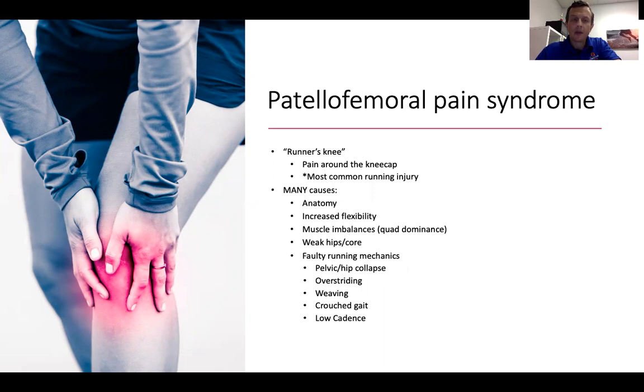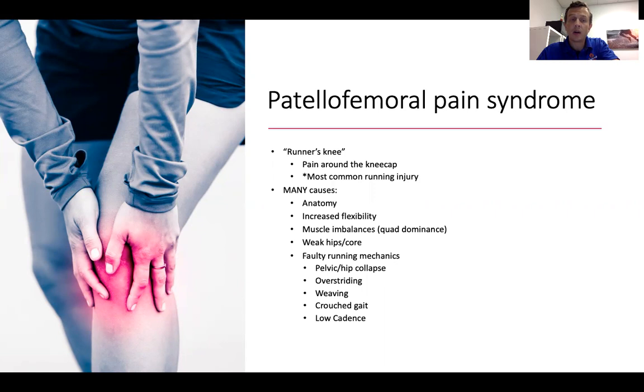Your anatomy, hips being wider than the knees, can create poor tracking of the kneecap. Increased pressure behind the kneecap causes pain around the kneecap. Muscle imbalances can cause this. Females tend to be a little bit quad dominant, meaning their quads are significantly stronger than their hamstrings. And quad dominance can lead to movement patterns that take advantage of the strong quads, and that can lead to overutilization of the knee.